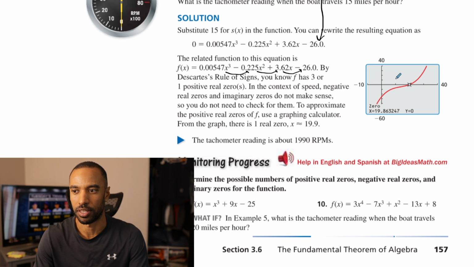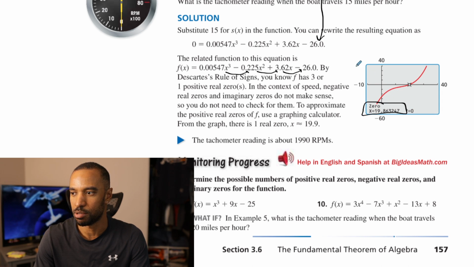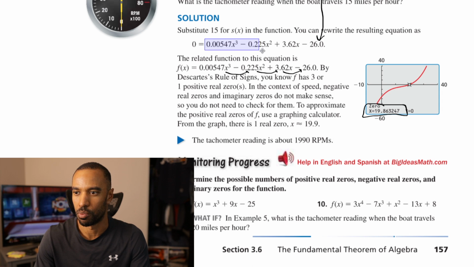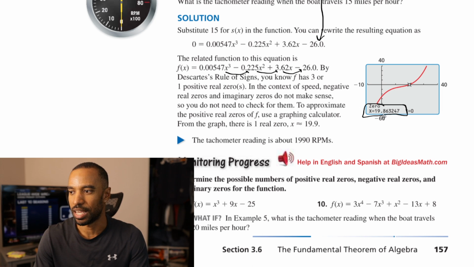So we go to the graphing calculator, which could do more than just this. But here, we find a positive zero where it crosses at 19.8, what have you. I don't think we're really using the rational root theorem to play with that one. It's going to take way too long. So graphing calculator, and we get about 19.86 hundreds of RPMs.